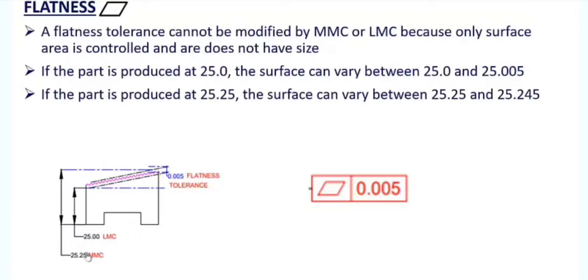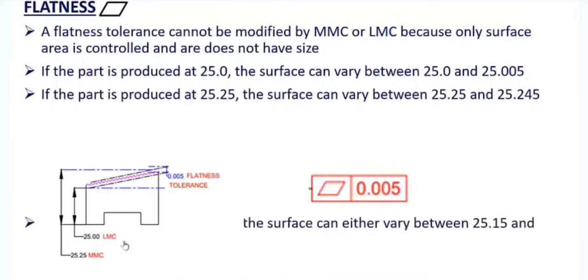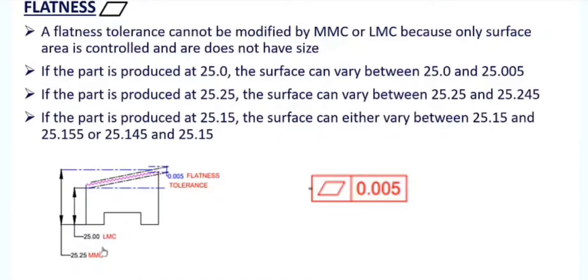If it is produced at MMC, it can be between 25.25 and 25.245, provided your size is within these two dimensions only, the thickness. So that also needs to be maintained. If it is produced at 25.15, that is in between MMC and LMC, the size can vary between 4 values. You have 4 choices. One is 25.15 and 25.155, or the second, it can be between 25.145 and 25.15. Wherever you take the range, the thickness distance should be within that value of 0.005 flatness only.